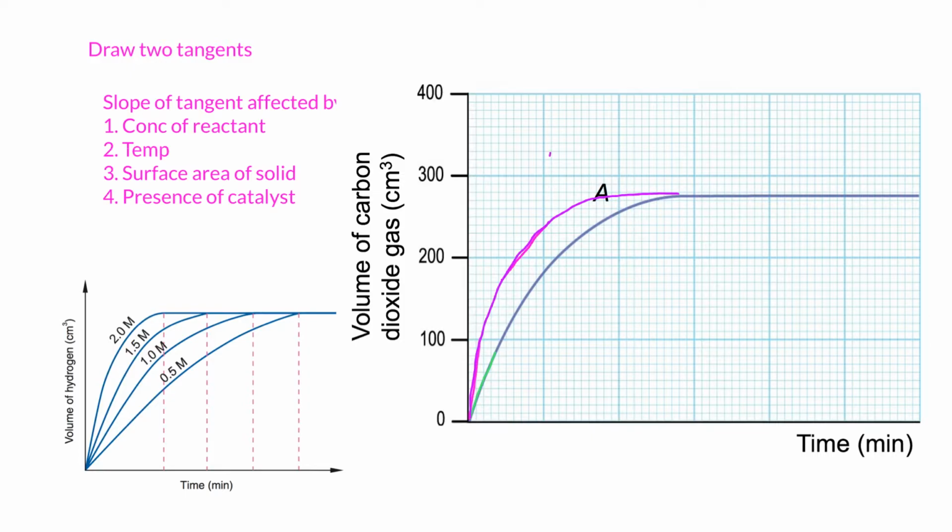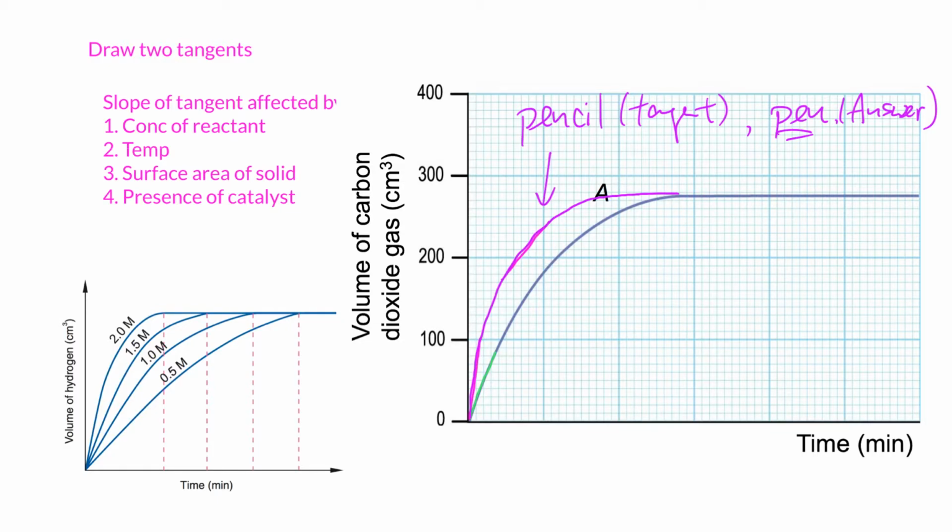I will recommend you to use a pen together with a pencil. If you're drawing these tangents, use pencil because you can erase it later on. When you give the answer, you use the pen. Try not to use the same color of pen, because it will look very messy, just like right here.